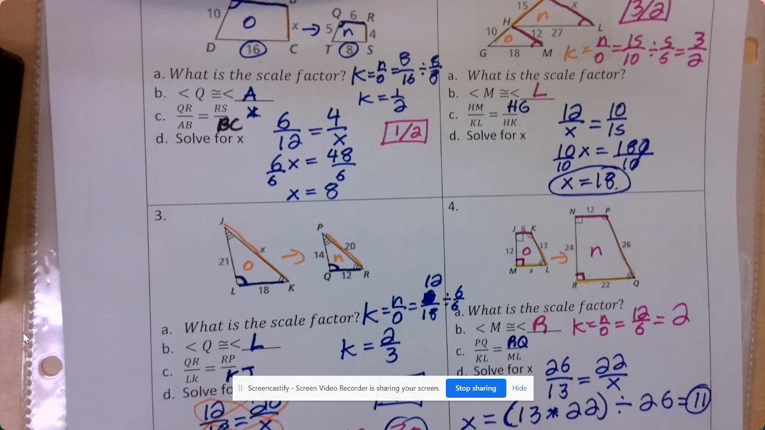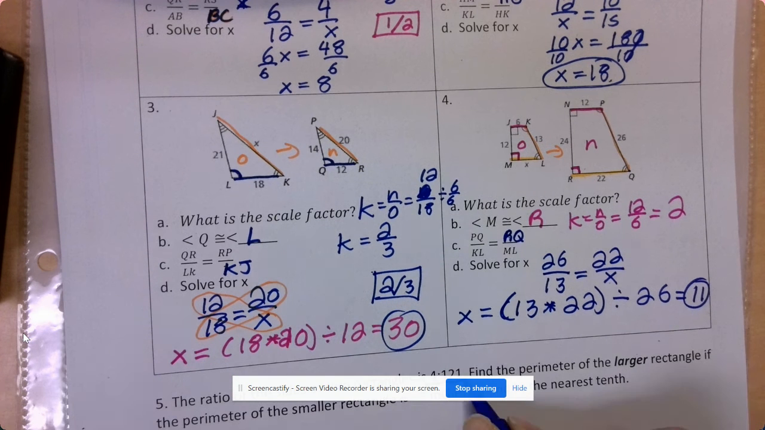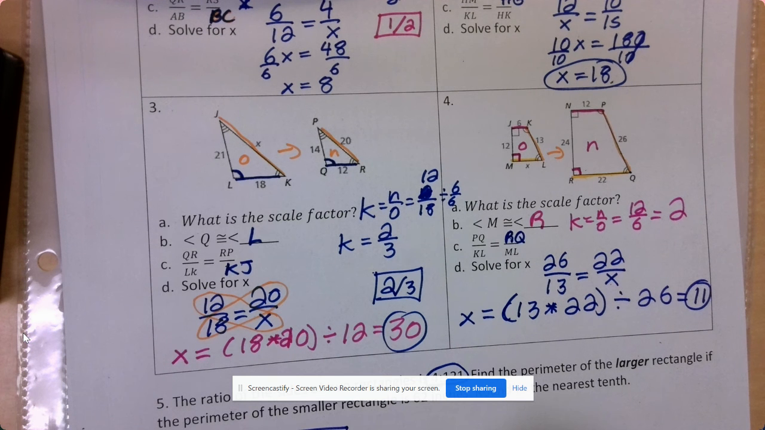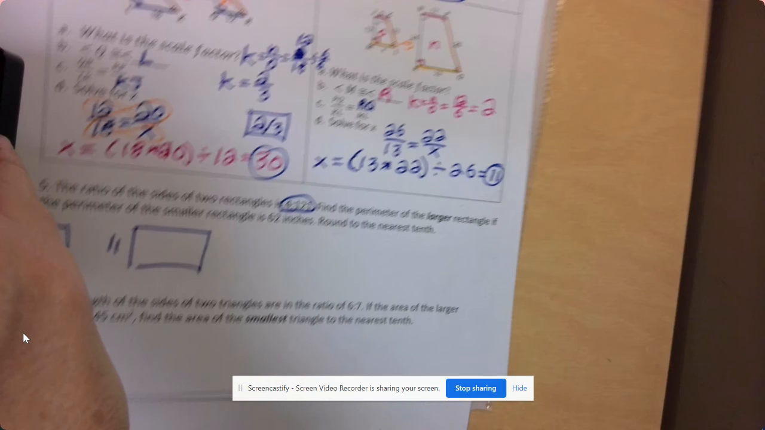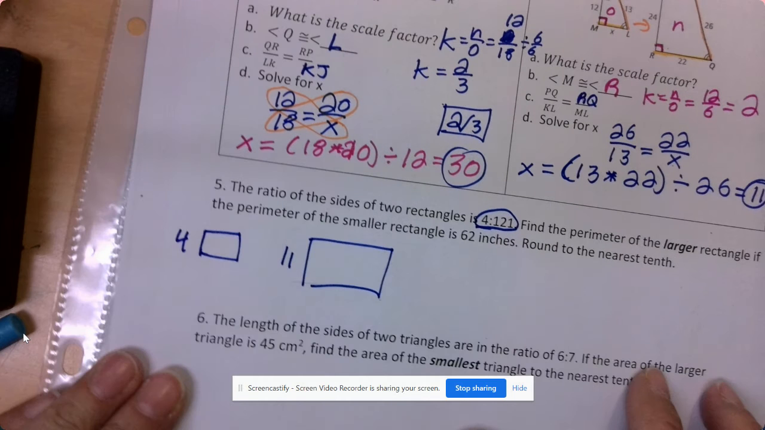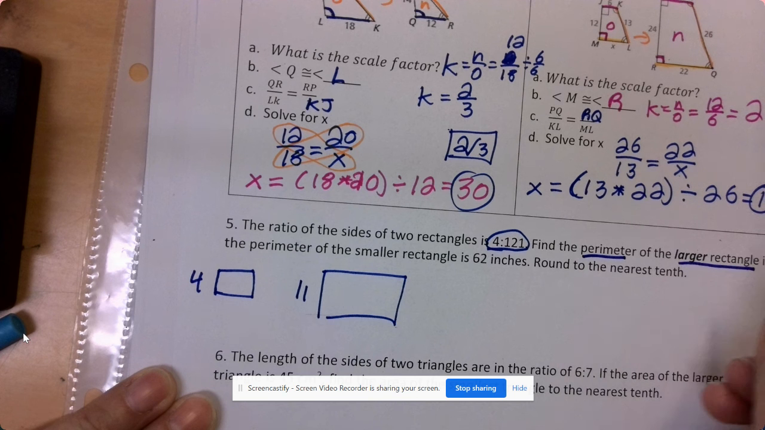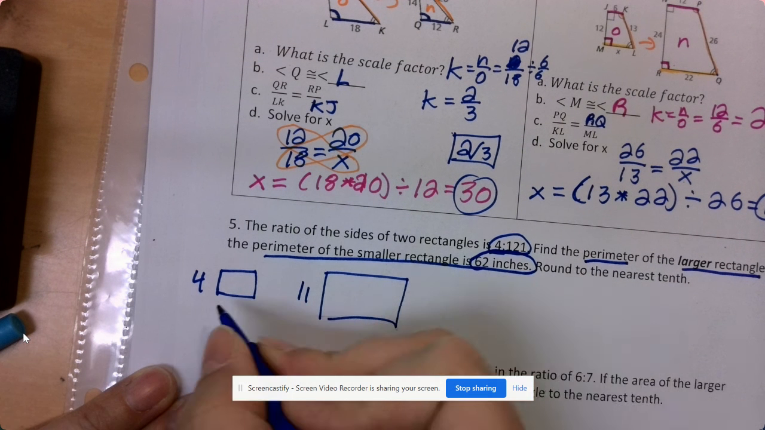Okay, ratio of the two sides of the rectangle. So we have two rectangles, the small one and the large one. It says it's 4 to 11. Move it down so you can see this. 4 to 11. Find the perimeter of the larger rectangle if the perimeter of the smaller one is 62 inches. So smaller, everybody.